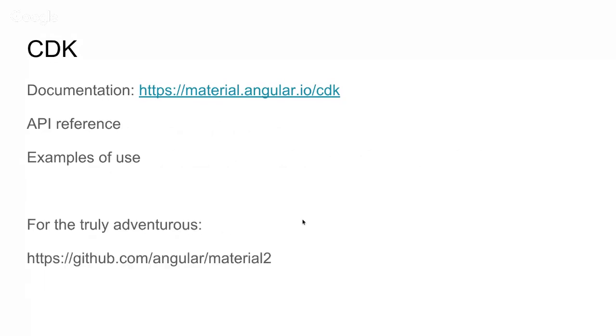And if you're really adventurous, you can dig into the Material 2 repo and see how Material is using the CDK. So the idea behind the CDK is that now there's this foundation for you to build your own component library. Maybe you're at a client who has some really strict design guidelines that the existing component libraries don't match well with, and maybe they want you to write your own component library.